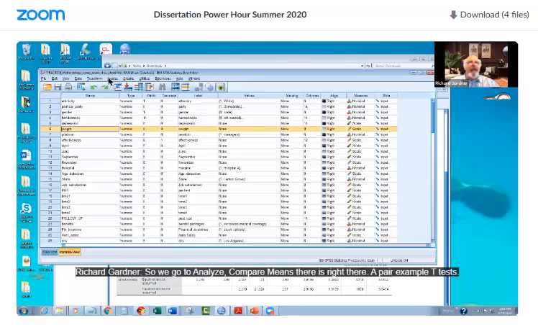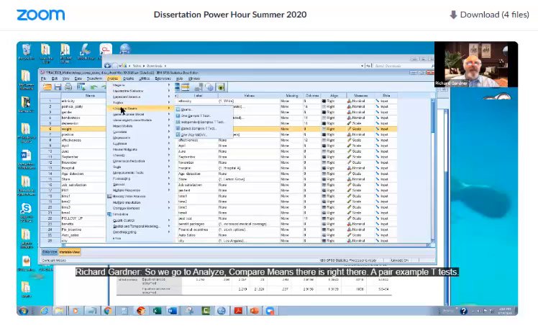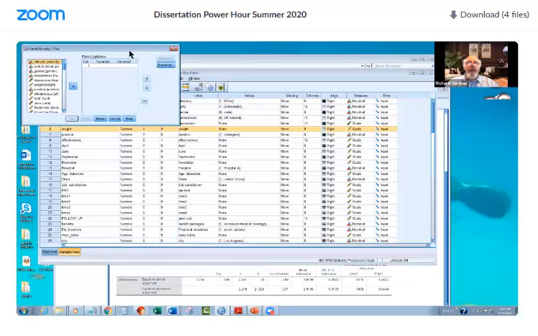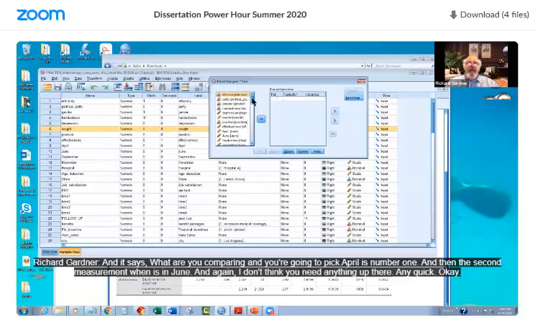So we go to Analyze, Compare Means. There it is right there, Paired Sample T-Tests. And it says, what are you comparing? You're going to pick April as number 1. And then the second measurement is in June. And again, I don't think you need anything up there. And you click OK.